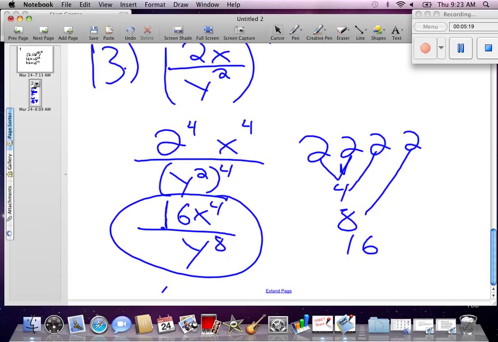All right, ladies and gentlemen, you need to finish the rest of this on your own. But first, you need to do your writing. Divide it. Quotient means divide.